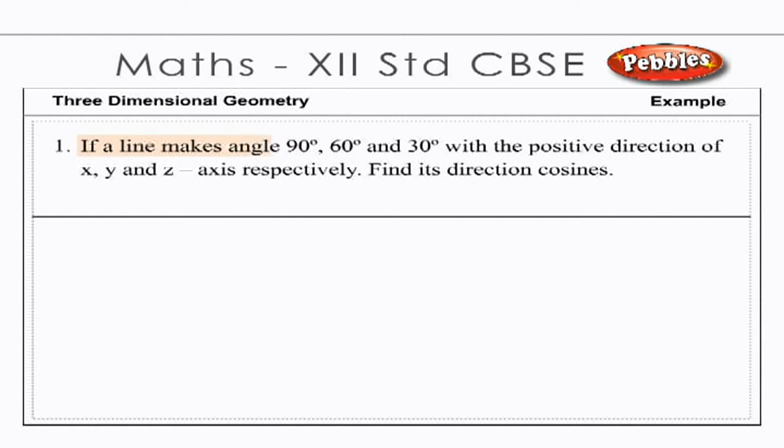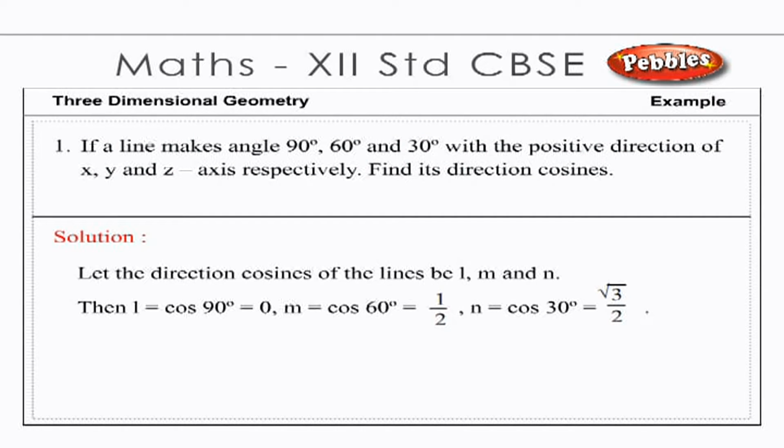If a line makes angles 90 degrees, 60 degrees and 30 degrees with the positive direction of the X, Y and Z axis respectively, find its direction cosines. Solution. Let the direction cosines of the line be l, m and n. Then l is equal to cos 90 degrees, which is equal to 0. m is equal to cos 60 degrees, which is equal to 1 by 2, and n is equal to cos 30 degrees, which is equal to root 3 by 2.